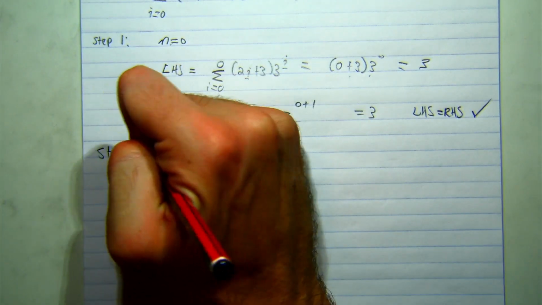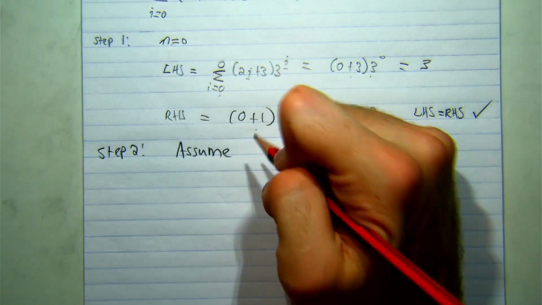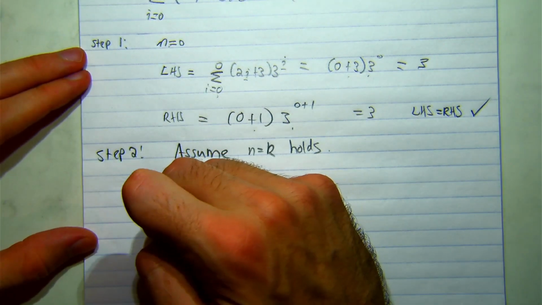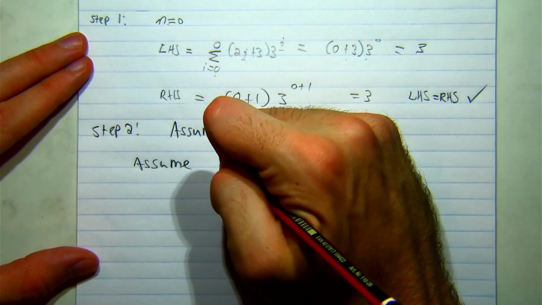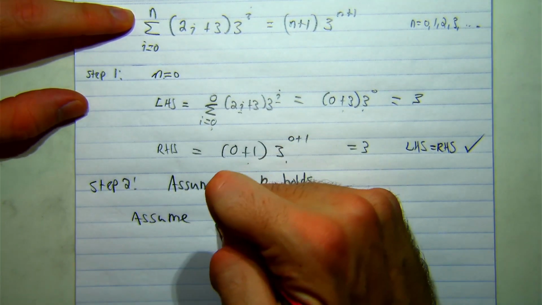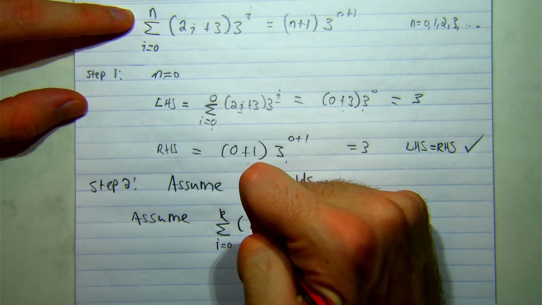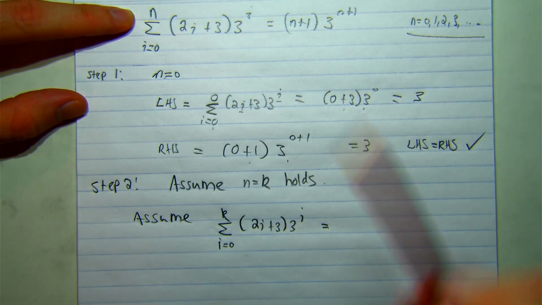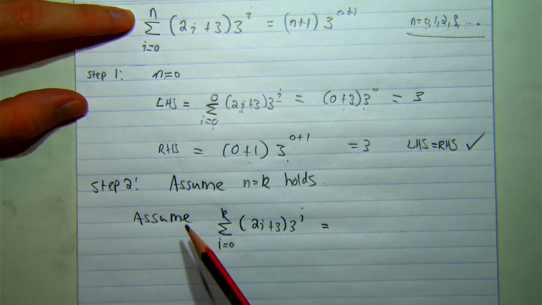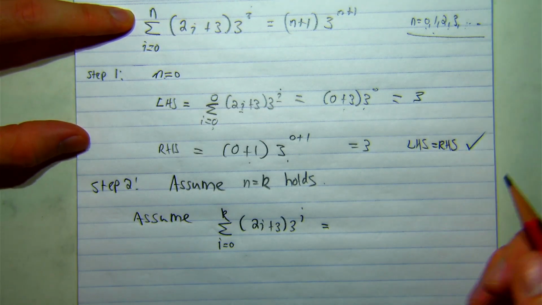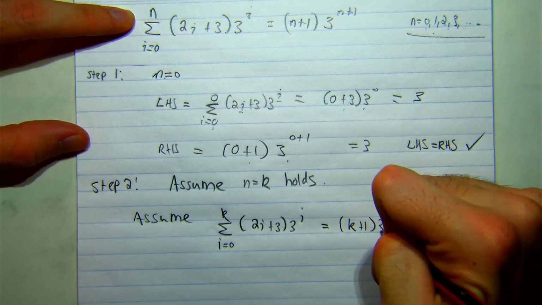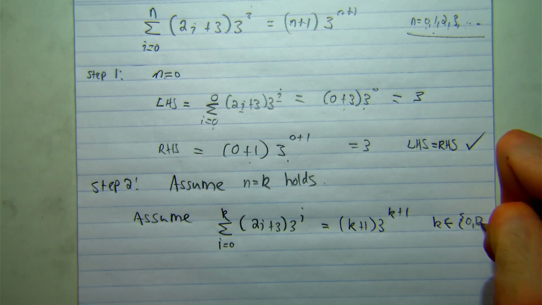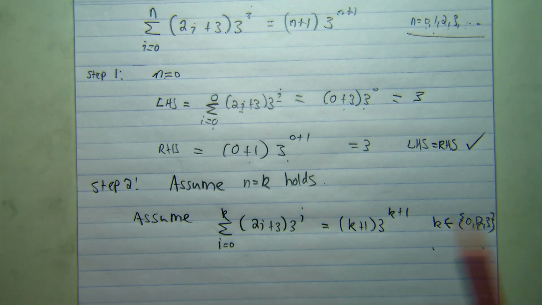Okay, then step 2. Assume n equals k holds. So we're just going to replace the n with a k. It's not the same thing as n, because n is a rule for all of these numbers, whereas here we're actually assuming k is just an arbitrary number. So k is just an arbitrary one of these, and we're assuming that it holds for that k.